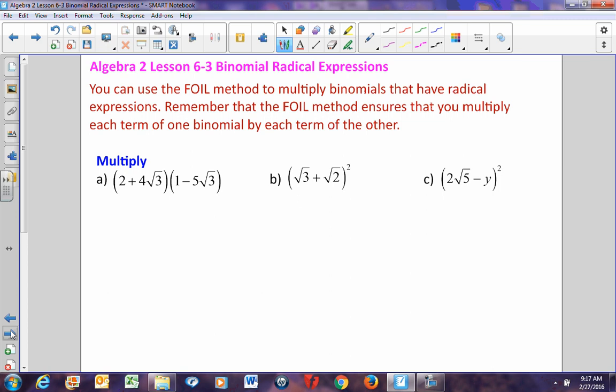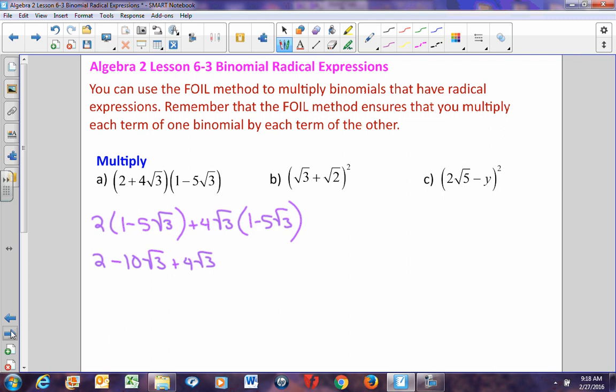So if I have 2 plus 4 square roots of 3 multiplied by 1 minus 5 square roots of 3, I basically need to distribute them. First times first, outer, inner, last. So I'm going to take 2 and multiply it by 1 minus 5 square roots of 3, and then I'm going to take 4 square roots of 3 and multiply it by 1 minus 5 square roots of 3. And by doing that, I am ensuring that I'm getting all the parts here. 2 times 1 is 2, 2 times 5 is 10, so 2 minus 10 square roots of 3. 4 square roots of 3 times 1 is 4 square roots of 3.